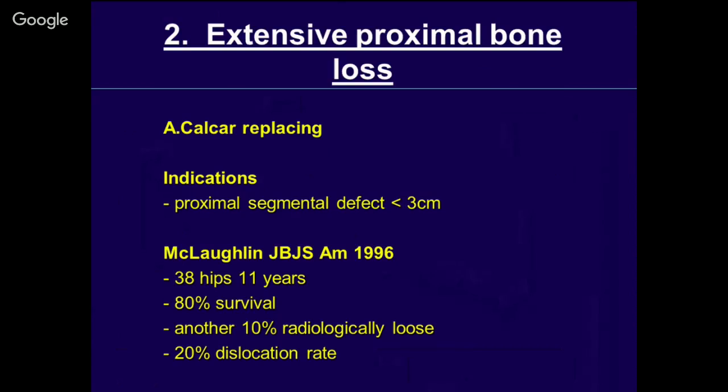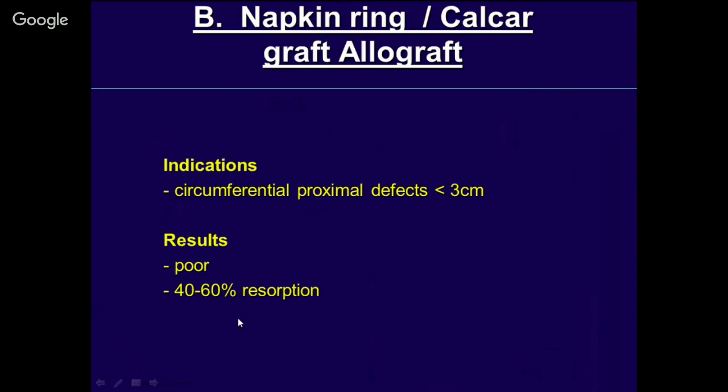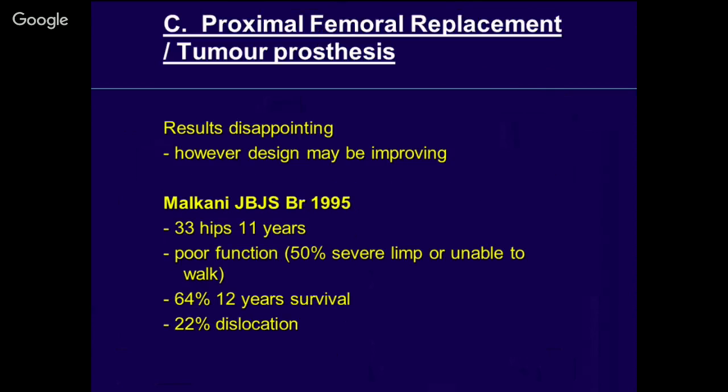Or we have an extensive proximal bone loss. We have a calcar sparing indication, proximal segment even less than 3 cm. This is the case of proximal segmental prosthesis. There is a calcar graft allograft. Circumferential proximal defects less than 6 cm. Results are unpredictable. Then a proximal femoral replacement, and we have a tumor prosthesis. Result is very disappointing. However, design is improving now.